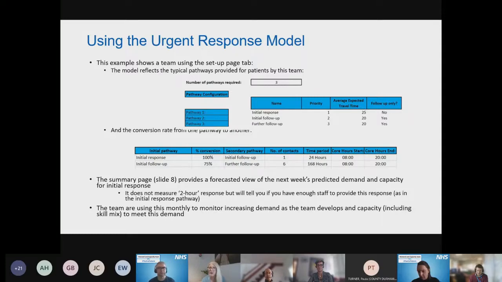So you can do sort of, what would it look like for our initial response? What would it look like for our initial follow-up? What would it look like for further follow-up? So you actually can use it to look at all your pathways.